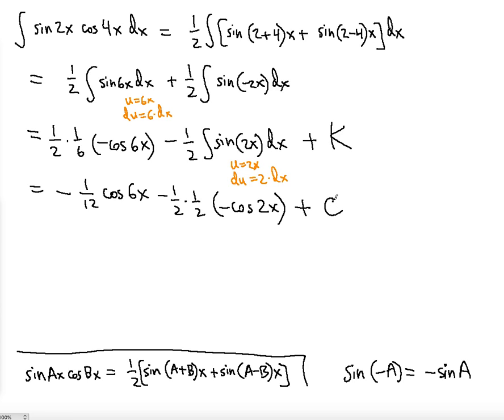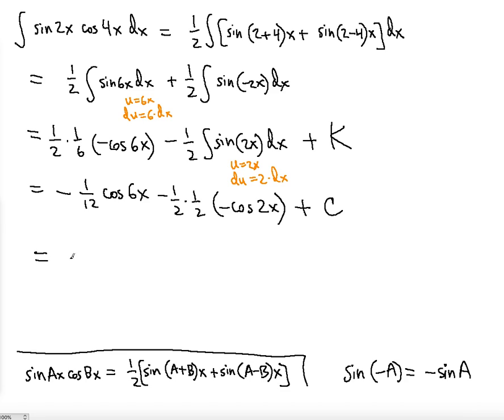Plus the C. Why is it not K and C? Because it's a different type of constant. We found the second antiderivative already, so the constant in the end will change. So we need to denote it as a different constant. I'm changing the letter from K to C. And the C is the one that you normally see in the very end in your final answer.